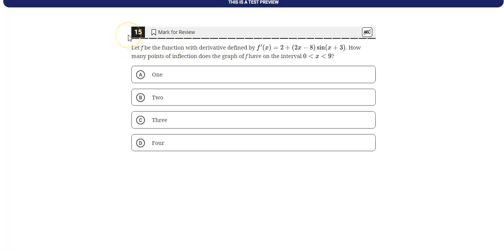So here's problem 15 from the AP Calc AB Bluebook test preview. This is a calculator question that says that f is the function that has this derivative. How many points of inflection does the graph of f have on the interval 0 to 9?